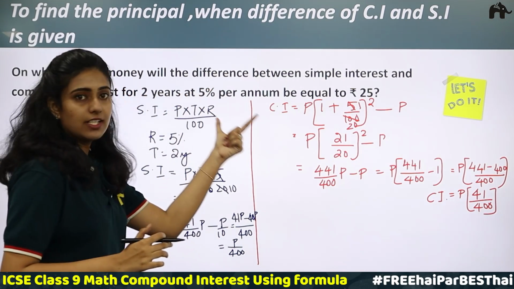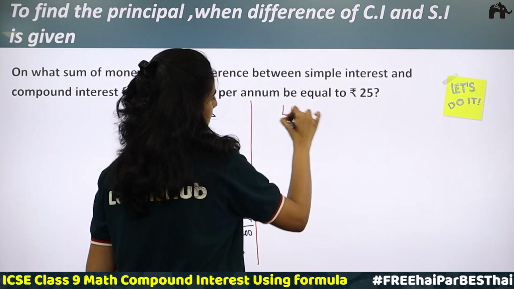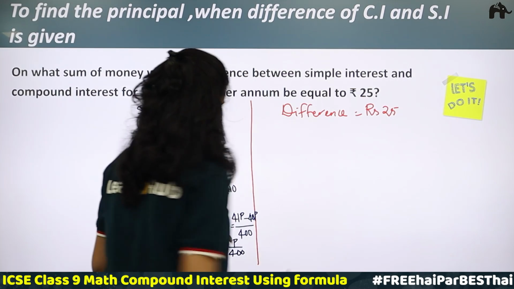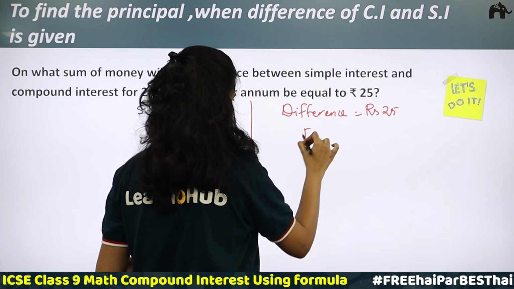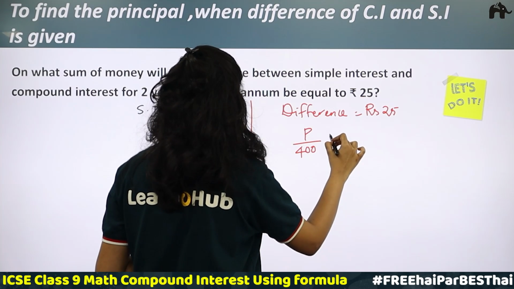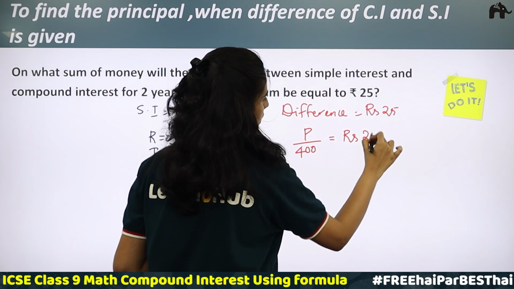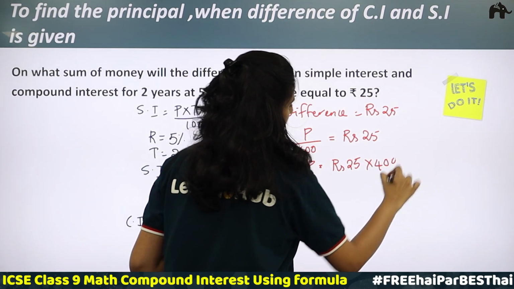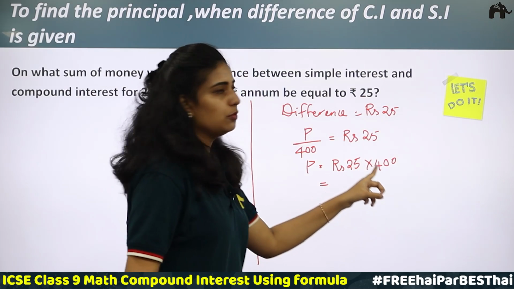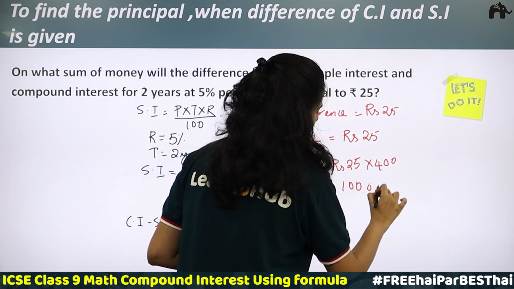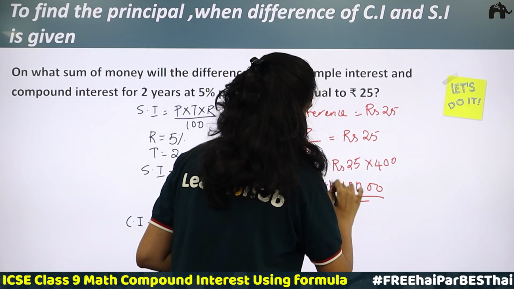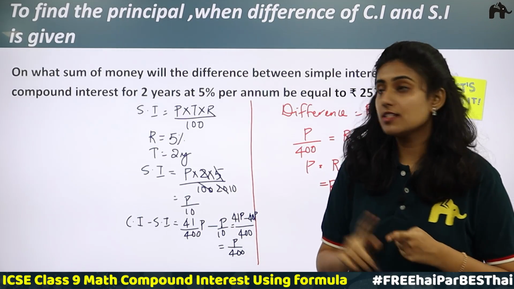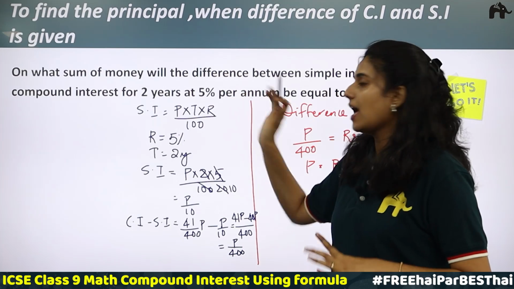Here the difference is given, difference is equal to rupees 25. So, P by 400 is equal to rupees 25. Then P is equal to rupees 25 into 400. What do we get? 25 into 4 is 100, 2 zeros. So, rupees 10,000 is the principal. So, this is how you can find the principal when the difference of compound interest and simple interest is given with the number of years and the rate of interest.